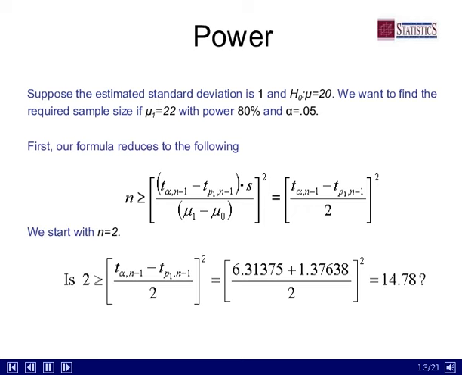So is 2 bigger than 6.313, which is our t alpha? T of P1 is actually negative, so I've just got a minus a negative, it's going to be a plus. 1.37, divided by 2, all squared, is 14.78. So 2 is not bigger than 14.78. So the answer is no.